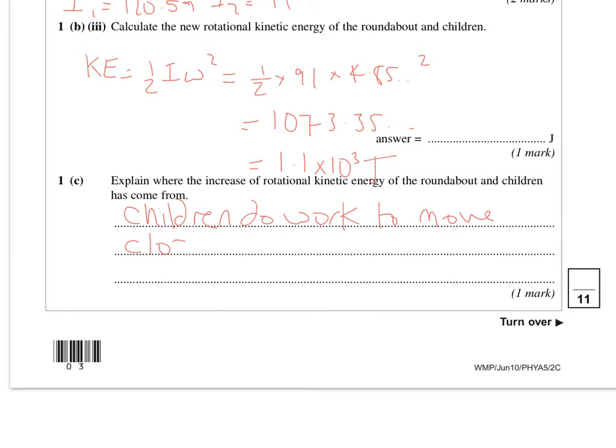So that's where the energy has come from. Obviously, energy always has to be conserved. And so that's why you're getting an increase in rotational kinetic energy, because you're doing work or transferring that work into the kinetic energy. So as they move closer to the centre, they'll be doing work, and that's where your energy comes from.